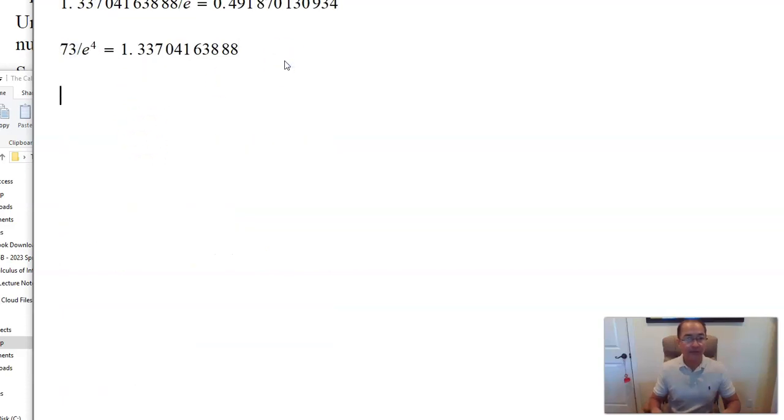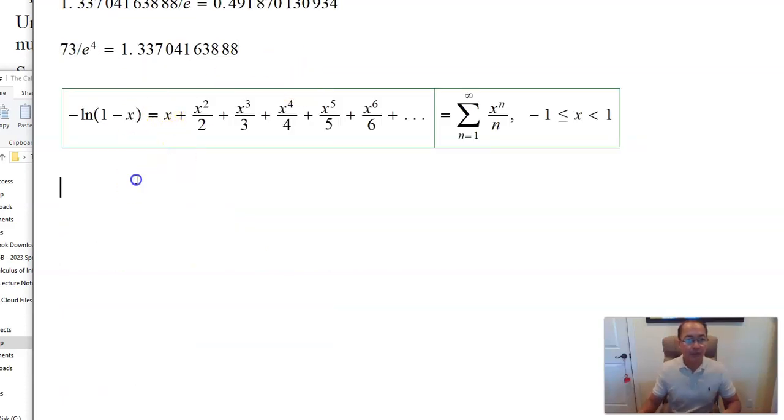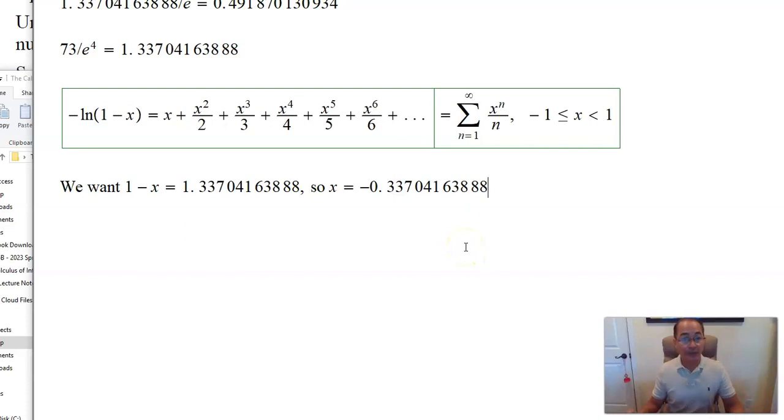Let's just make a copy. Okay, so we want 1 minus x to be this number, 1.337. Okay, so x is going to be negative, yes, negative 0.337 and so on. Okay, so that's good because we're going to get an alternating series.